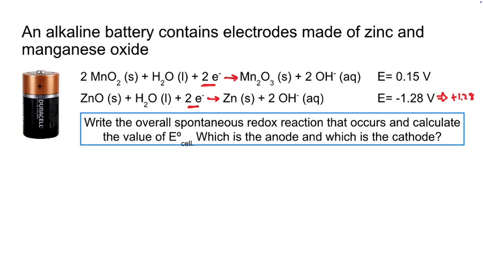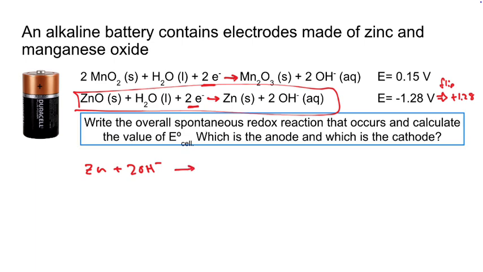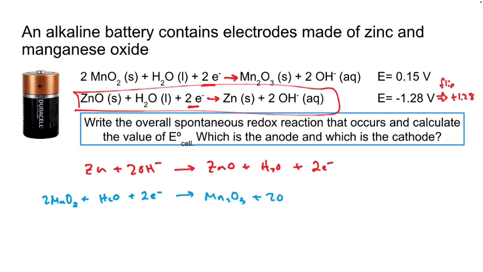And if I'm going to go ahead and flip that one, that means I need to flip this equation. So I would rewrite that equation. Zinc plus 2OH minus would now go to zinc oxide plus H2O plus 2 electrons. What am I going to do to the other equation? Keep it the same. I'm not going to do anything to it. 2 electrons plus H2O plus 2 MnO2 goes to my Mn2O3 plus my 2OH minus. Okay, what happens? My electrons would cancel. That's fantastic. That's what I want.